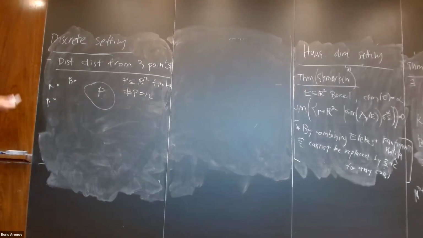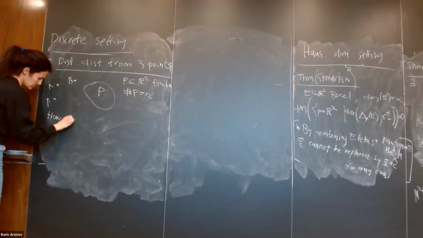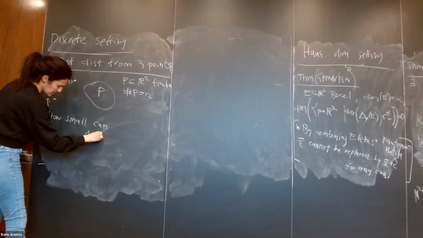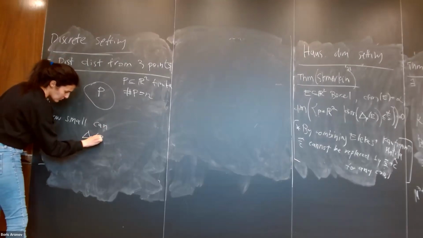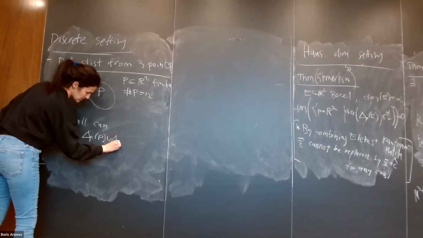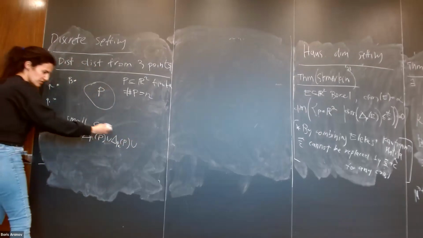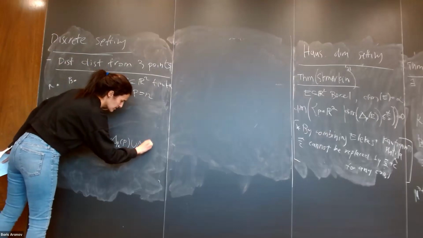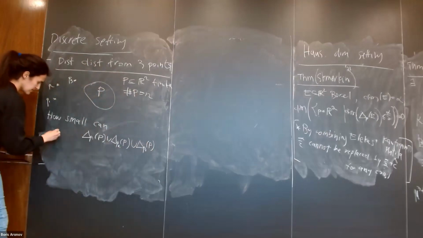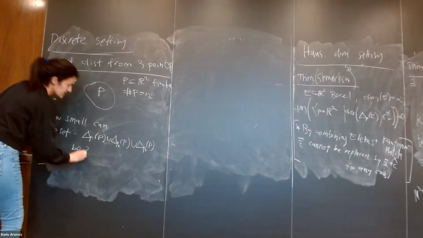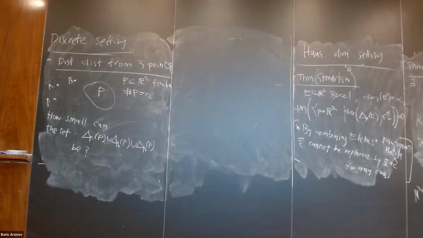We want to know how small this set of distances can be: the distances between P1 and P, the distances between P2 and P, and P3 and P. You can think about the maximum between them or the union, it's the same thing. How small can that be? We consider only 3n pairs, and we want to have many repetitions.